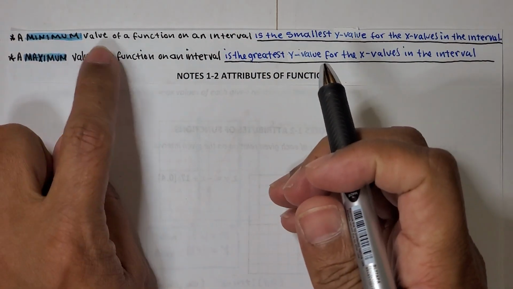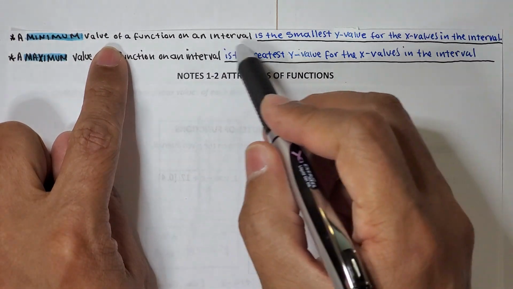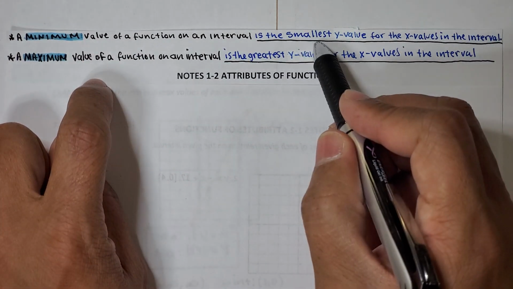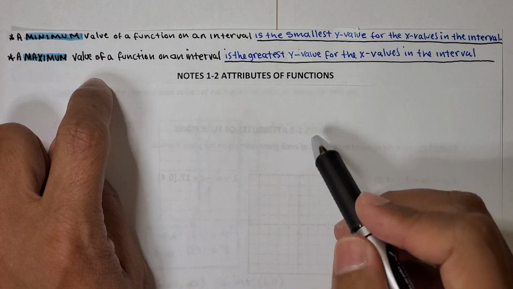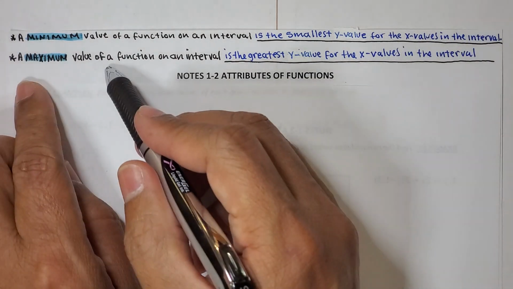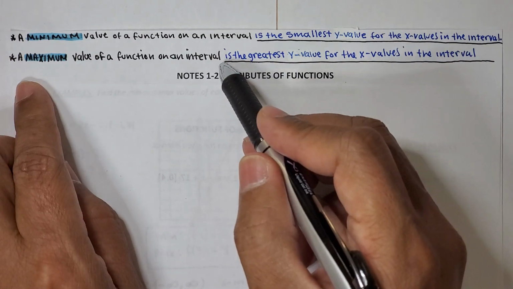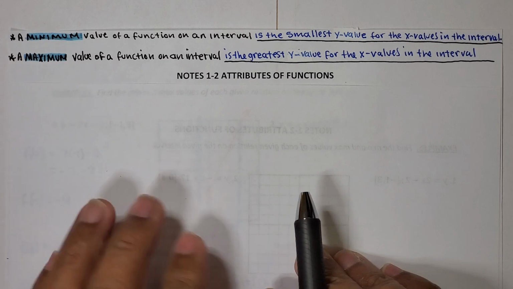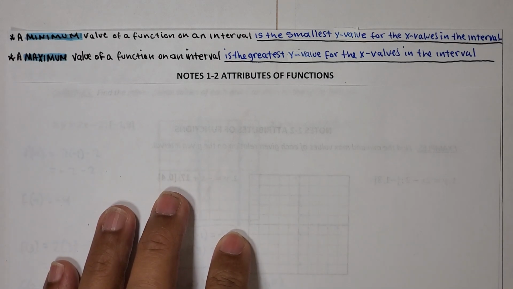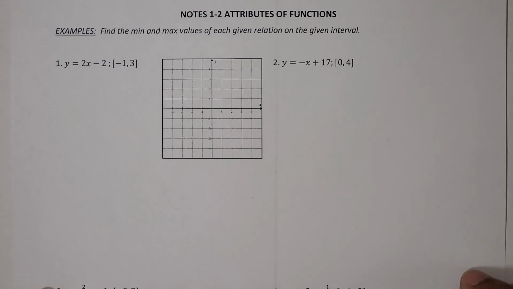Okay, so a minimum value of a function on an interval is the smallest y value for the x values in the interval. And a maximum value of a function on an interval is the greatest y value for the x values in the interval. So let's go ahead and go into some examples so that this begins to make sense to all of you. Okay, so I have a few examples here.